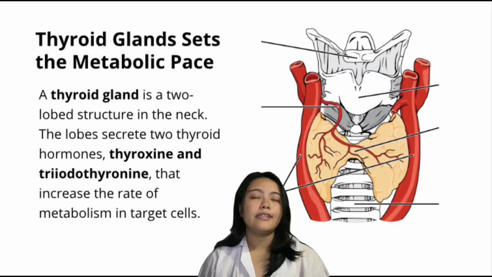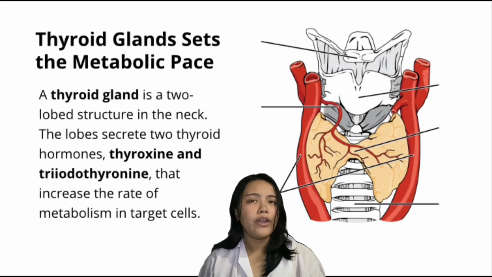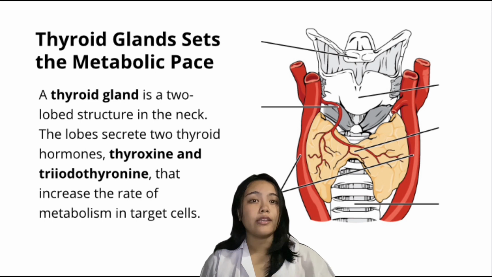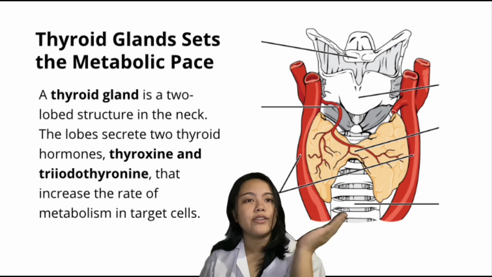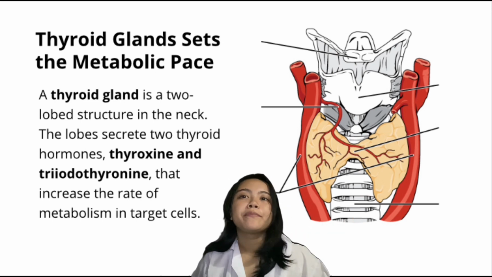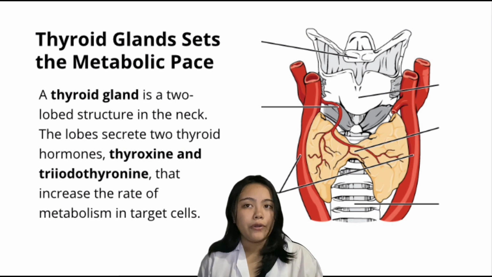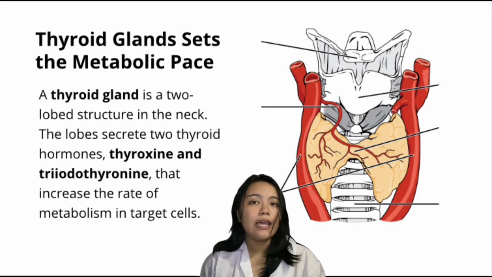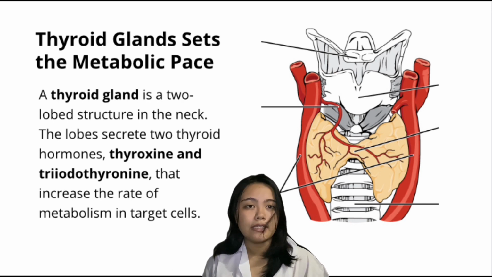The thyroid gland sets the metabolic pace. A thyroid gland is a two-lobe structure in the neck. Here, it's located here, and as you can see in the picture, it's there. The lobes secrete the thyroid hormones, thyroxine and triiodothyronine, that increase the rate of metabolism in the target cells.